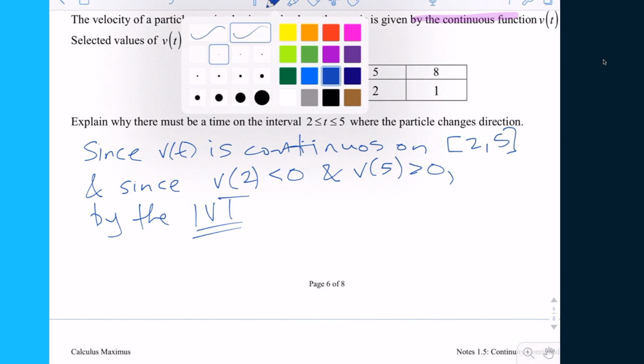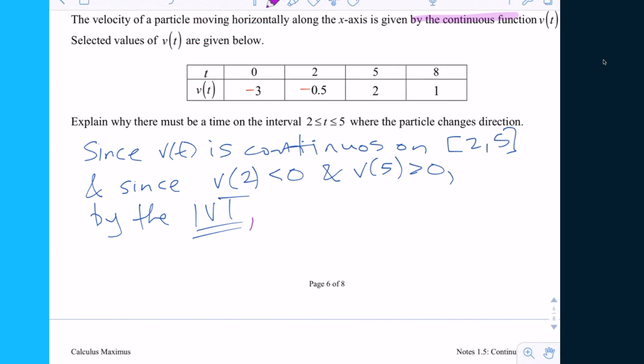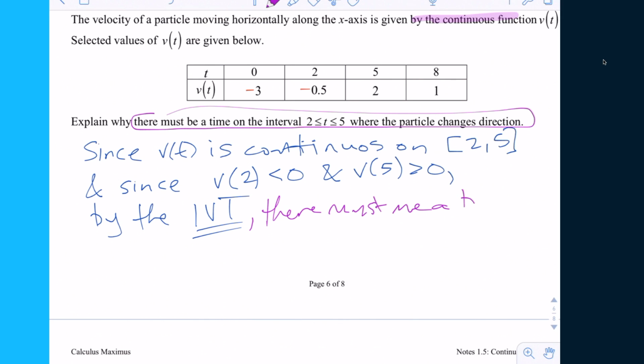That's a very important one. By the IVT, and now you just use their wording: there must be a time where the particle changes direction. There must be a time on the interval, I'm going to use interval notation, 2 to 5. We can actually free up the equal signs if we want, because we know it's not going to happen at the endpoint. But if you want, you can still put the closed interval. We know it has to be somewhere between 2 and 5 exclusively where the particle changes directions.